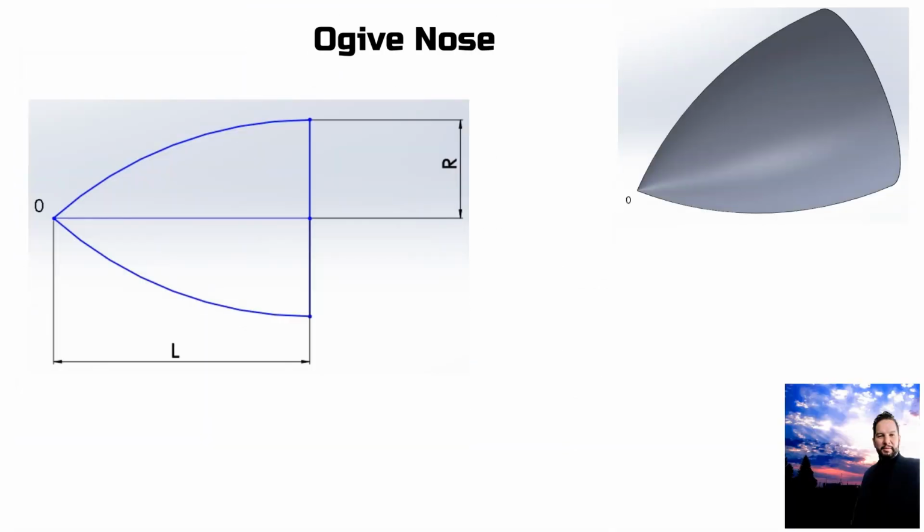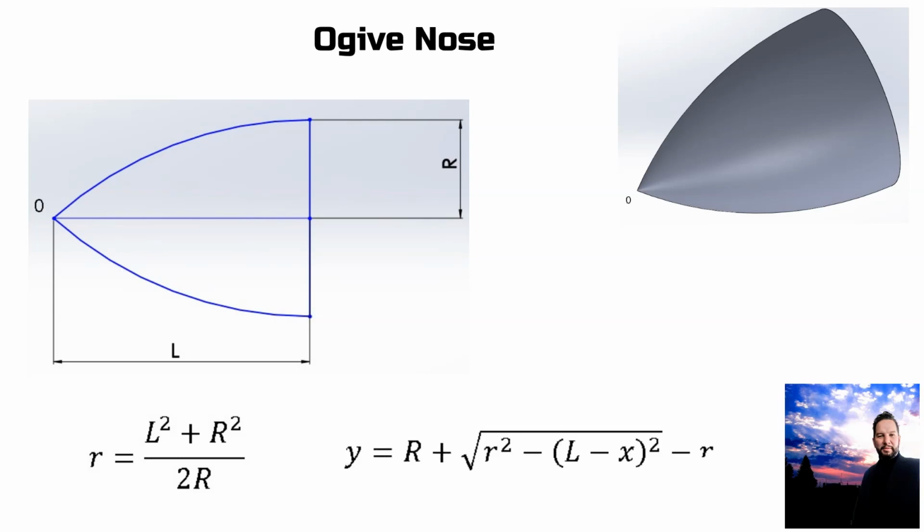For the calculation of the ogive shape of the rocket nose, first, we must calculate the radius of the circle that forms the ogive, called the ogive radius, lowercase r. After that, without any problem, we use the next equation to calculate the radius at any point X.